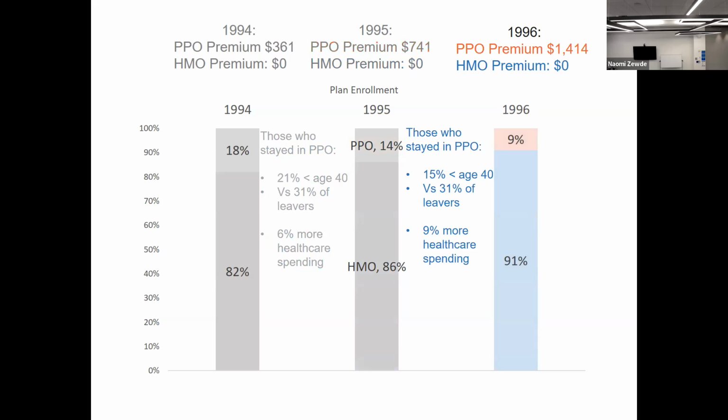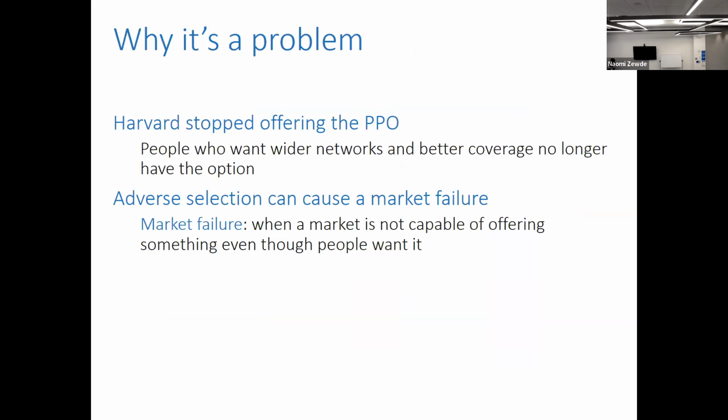They're even less likely to be under the age of 40, and they have 9% greater healthcare spending. So each time it gets more and more adversely selected. By 1997, they stopped offering the PPO because the premiums were just getting out of control. So they were no longer able to offer this wide network, generous coverage, even for people who might have wanted that option. So it's a market failure.